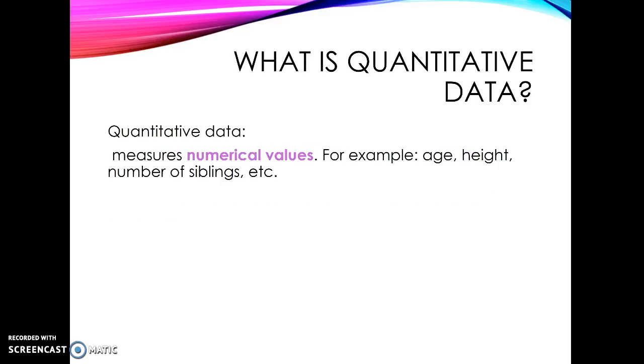All right, quantitative data measures numerical values. So quantitative means that we're talking about quantities, which means numbers. So age, height, number of siblings, etc.